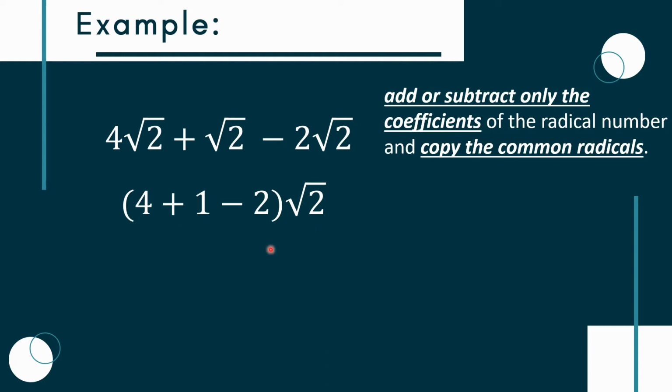Okay, next, we will simplify. So, we will add or subtract: 4 plus 1, we have 5. Minus 2, okay, we have 3. And then, what happened to this radical? Okay, kinopya lamang.